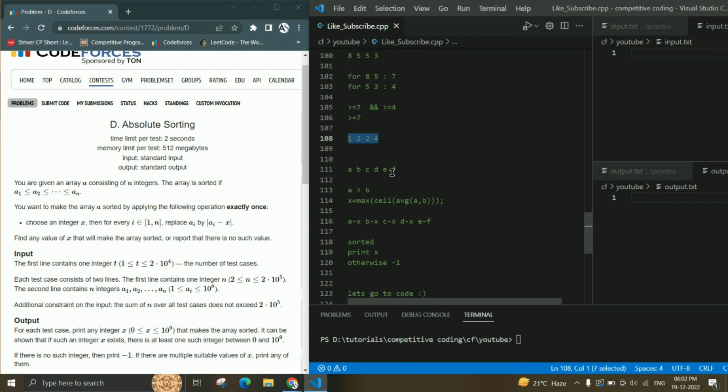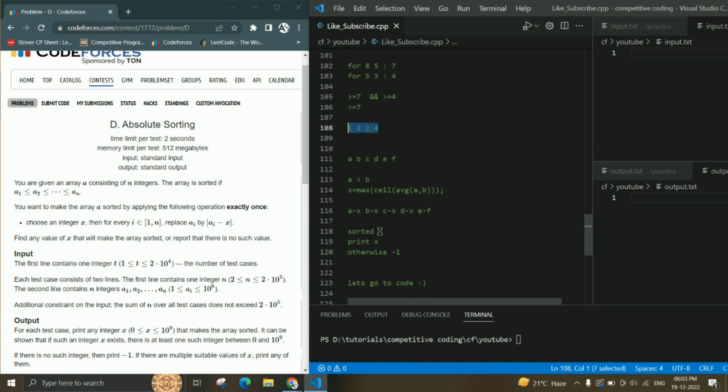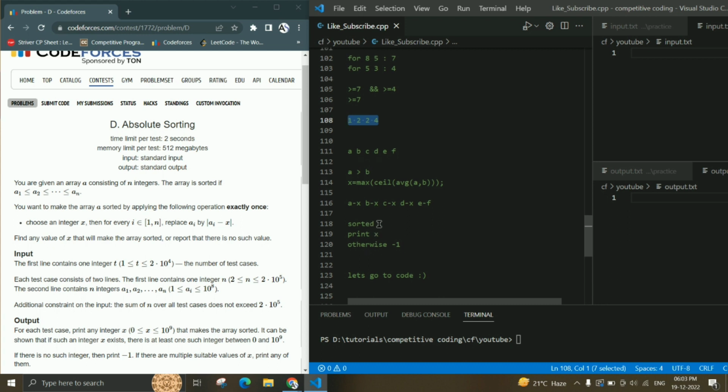Let me conclude the approach. If we are given an array a b c d e f and the next element is smaller than the previous element, that is an unsorted pair. Then we take x as the maximum of the ceil averages of such pairs, since the ceil average satisfies the condition. Then we take the absolute difference of each element of the array with x, and check whether the array has become sorted or not. If it is, we print x. Otherwise we print -1.